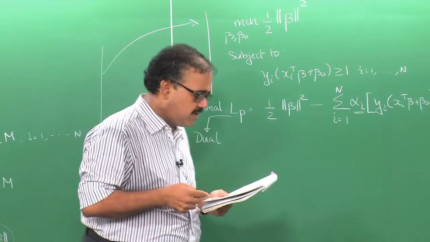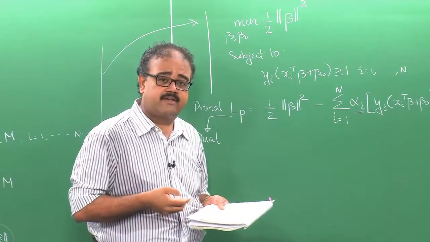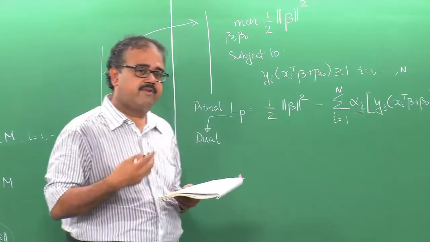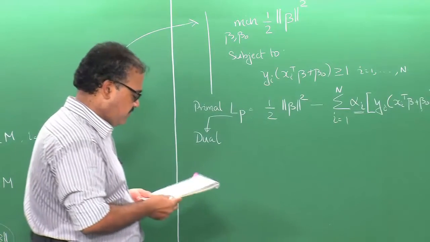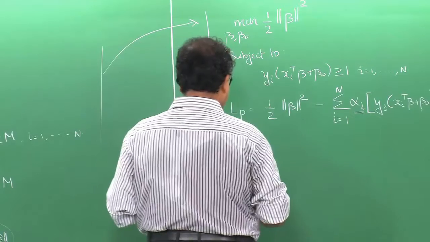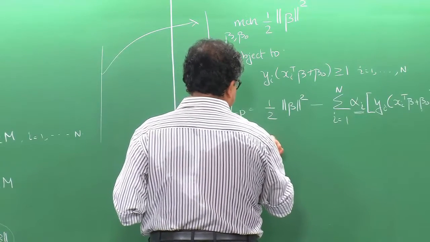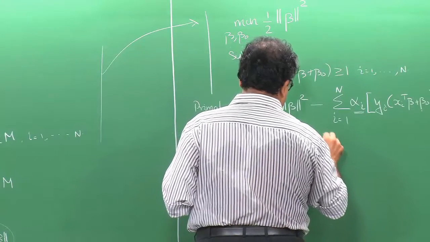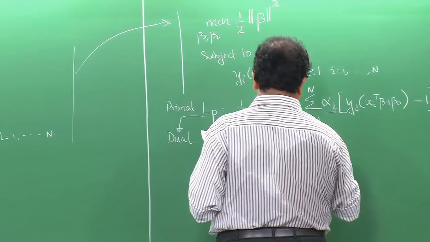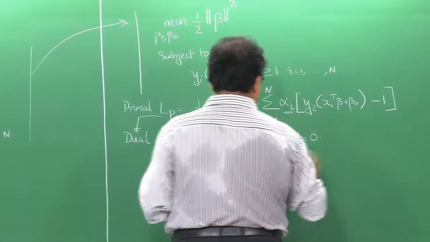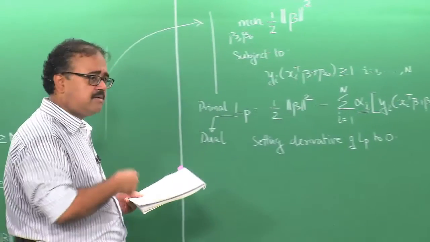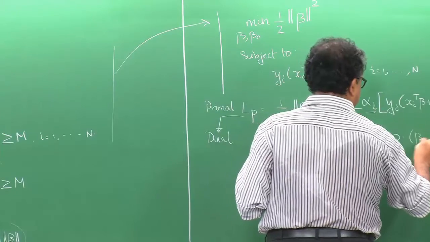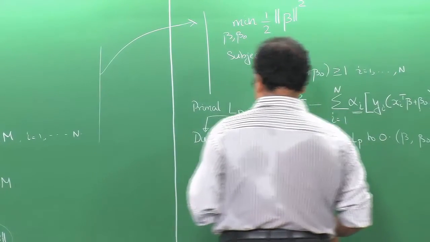And there are technical conditions under which this is satisfied, right, and we are not going to go into those technical conditions. I am just going to give you a flavor of the kind of results that we will be looking at, right. So, let us start by setting the derivative of LP to 0, okay, derivative with respect to beta and beta naught, okay.